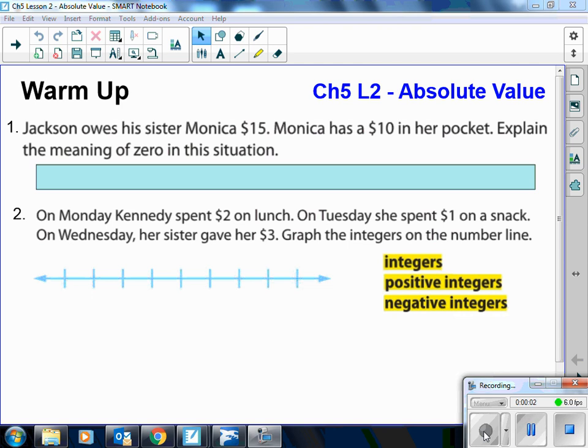Chapter 5, Lesson 2 is absolute value. For the warm-up, it says Jackson owes his sister Monica $15. Monica has $10 in her pocket. Explain the meaning of zero in the situation.